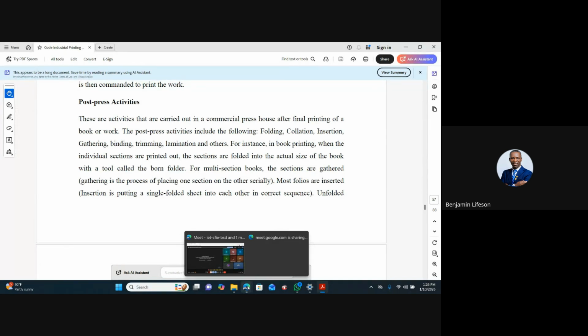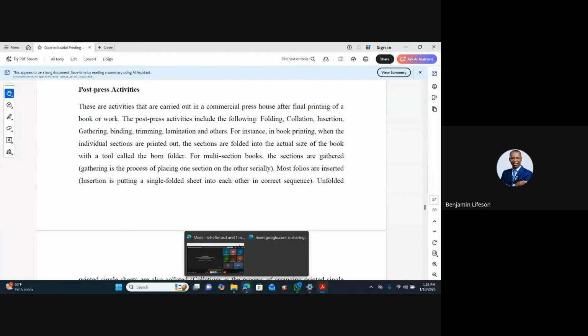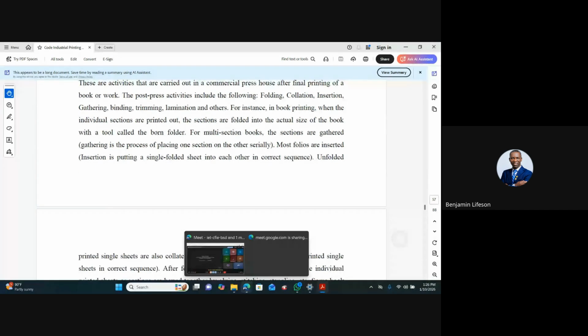So we know of binding already, how we bind. I've just made mention of case. We talk about perfect, we talk about so many types of binding. Then we trim the excess parts using the guillotine. Then the lamination. If you want to make it glossy, you can laminate, and it also protects the cover. And other things. Okay, so that is that.